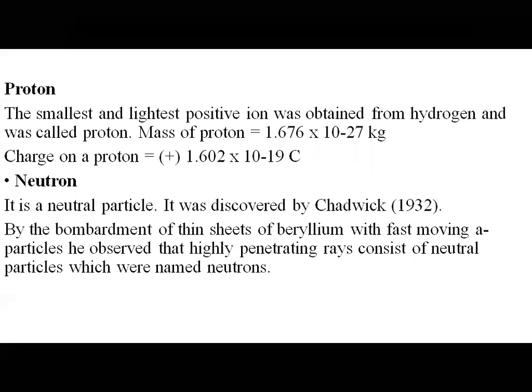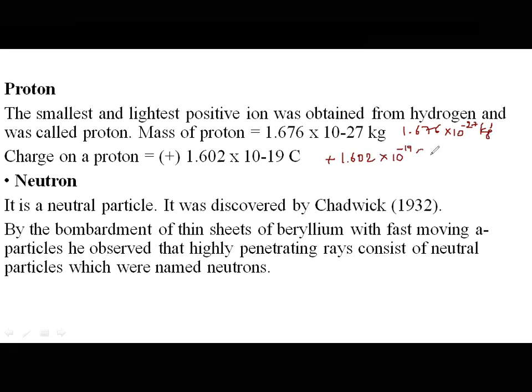So what do we mean by protons? The smallest and lightest positive ion, obtained for hydrogen, was called proton. From that, the term proton originated. The mass of the proton when calculated was 1.676 into 10 raised to minus 27 kg. And the charge was the same in value, but positive: +1.602 into 10 raised to minus 19 coulombs. Yes, this was the mass and charge of the proton.